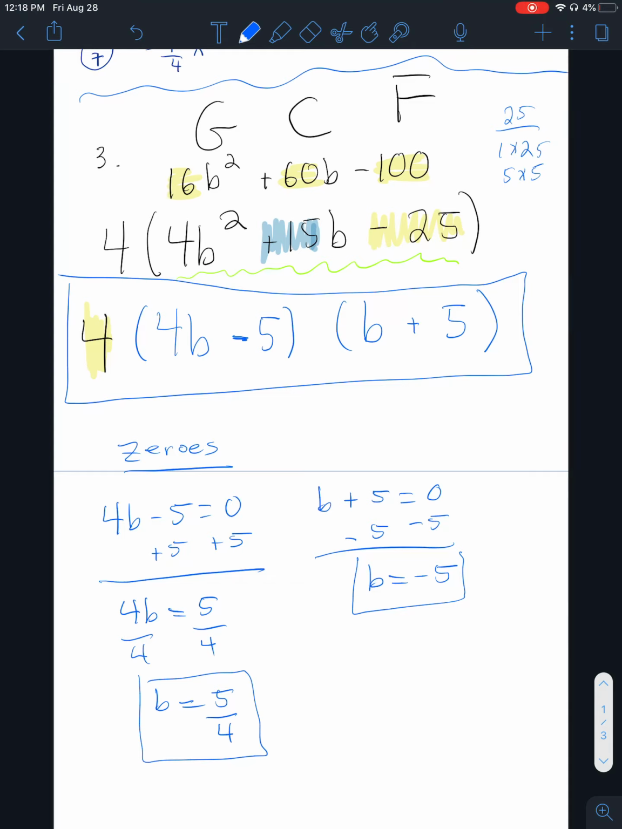These would be your zeros, and what I boxed would be your factored form of the problem. So don't forget the greatest common factor is your friend, and this is a little twist to our regular a is greater than 1.